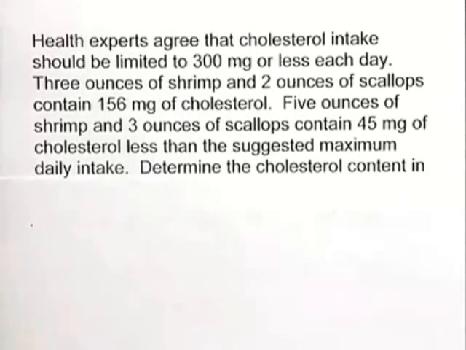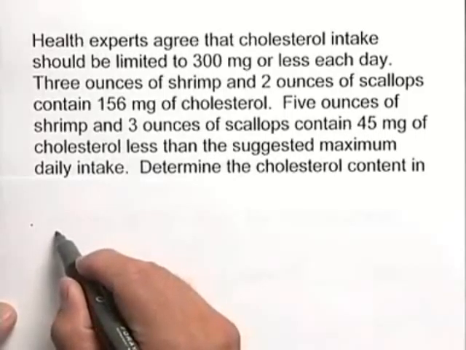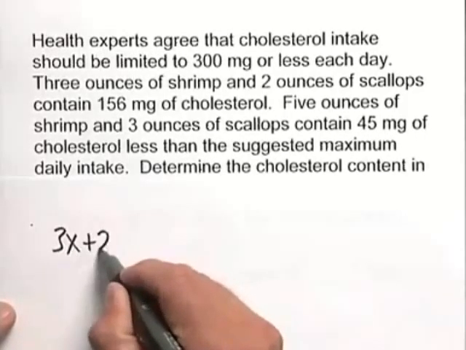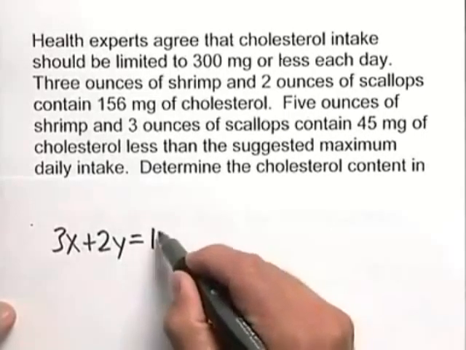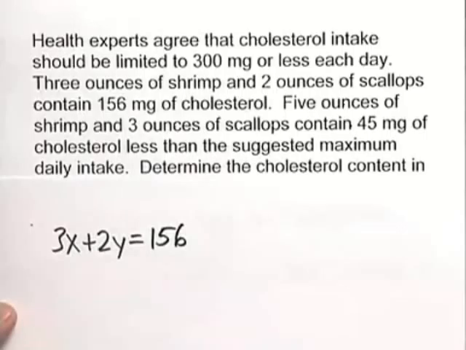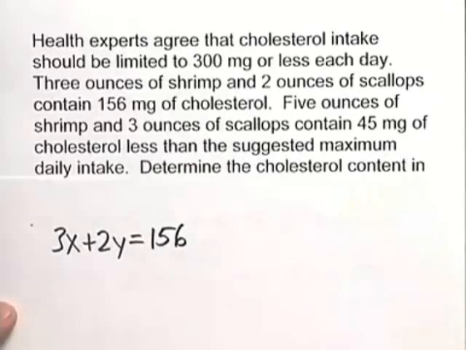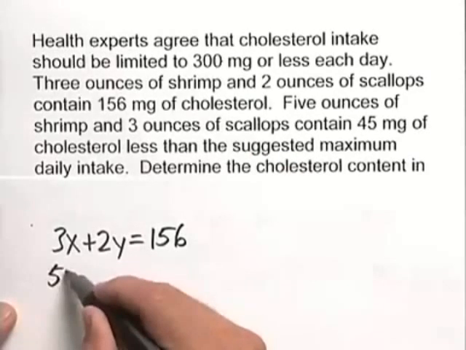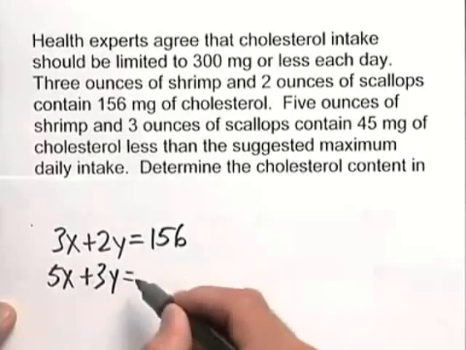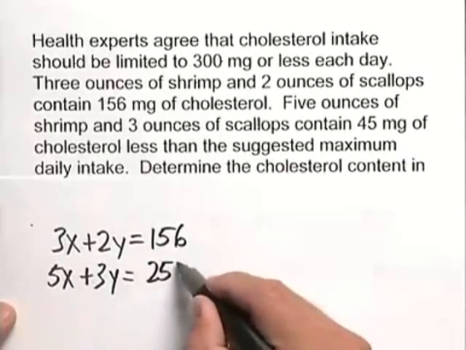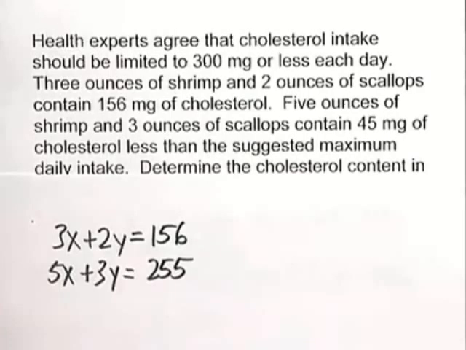Notice that 3 ounces of shrimp and 2 ounces of scallops contain 156 milligrams. So the way we'll represent this in terms of the variables is 3x plus 2y, that is equal to 156. Now 5 ounces of shrimp and 3 ounces of scallops contain 45 milligrams of cholesterol, less than the suggested maximum daily intake, which we know to be 300. So we'll write that as the equation 5x plus 3y, that is equal to 255. And this is the system we now need to solve.